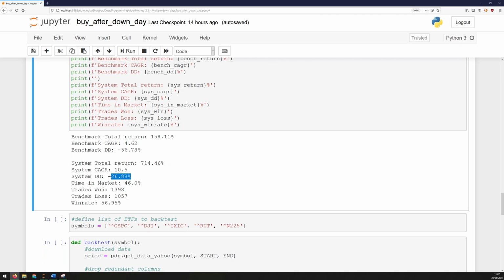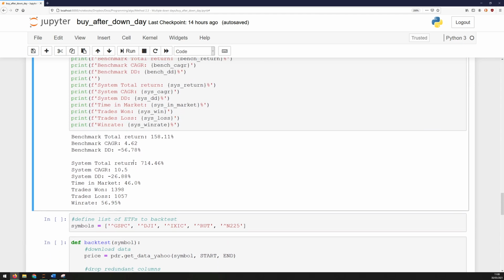But what's also quite interesting is the time on market is just under half of the time. So that leaves potential to pair this with another trading strategy that would allow you to increase this and make sure that the cash is not sitting in the account being unutilized. And lastly, I look at the win rate for this trading system. So it's just about 57-ish percent.